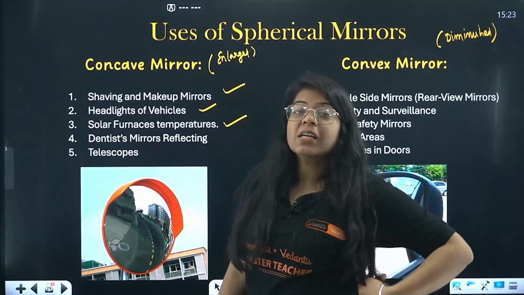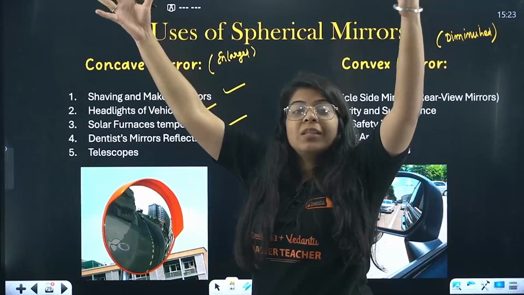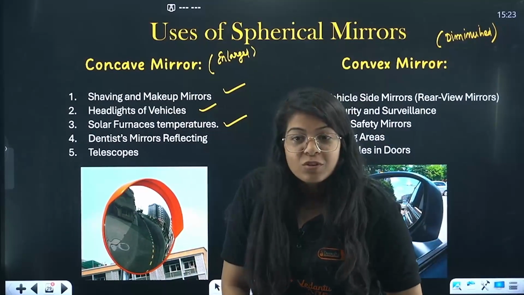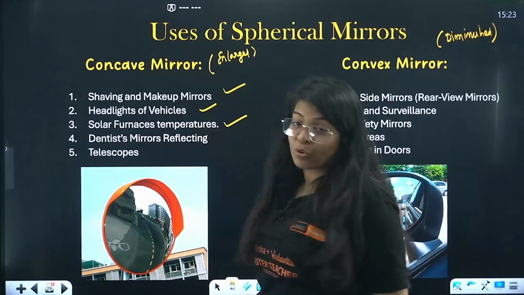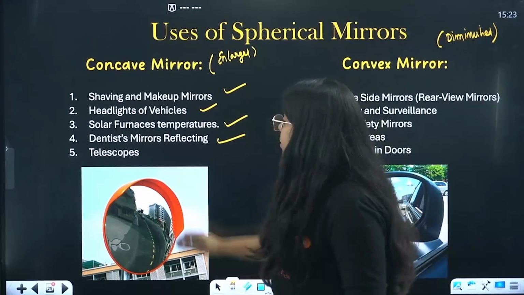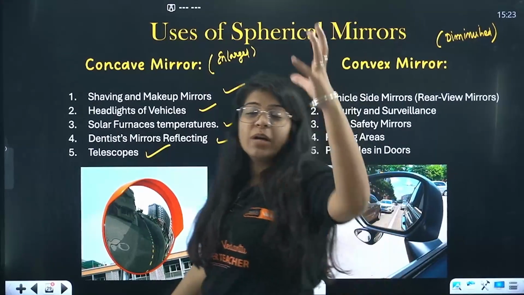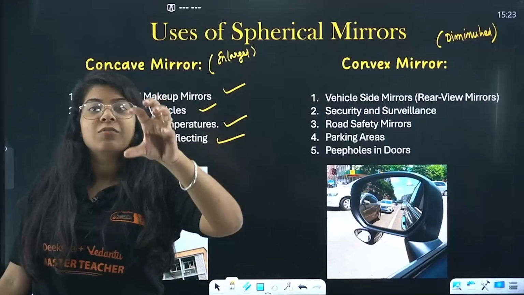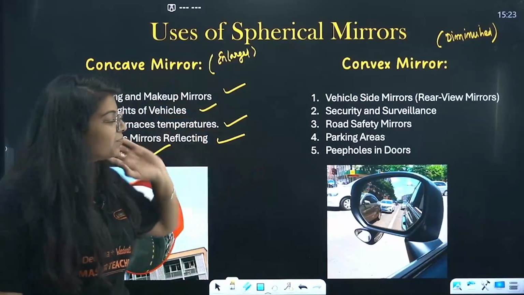Now concave mirror is converging mirror. We want to gather all the light from sun and focus it on a point so that it cooks our food, right? So that is your solar furnace. Then dental mirror, again we need enlarged image and telescopes to gather the light from far away star and to focus it on the focus, principal focus, right?